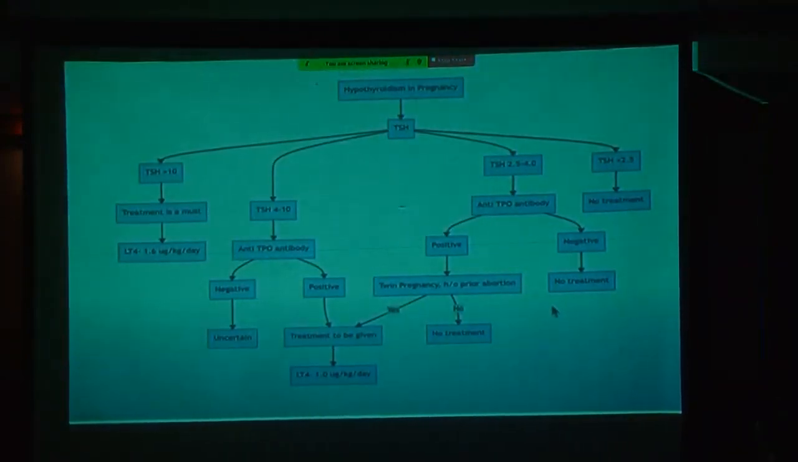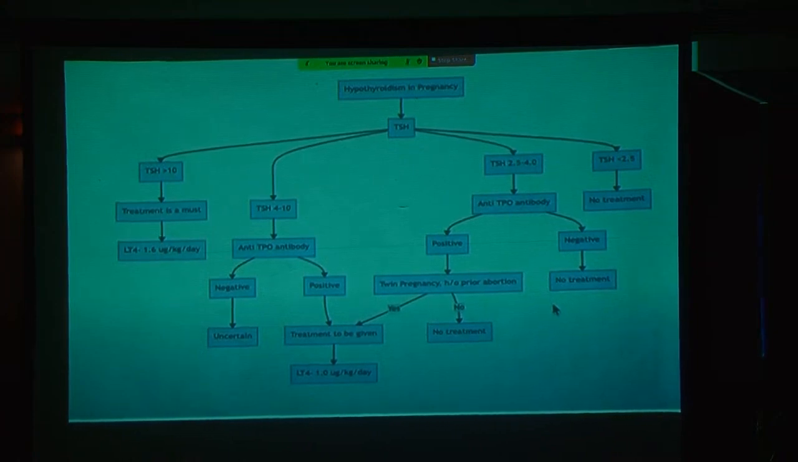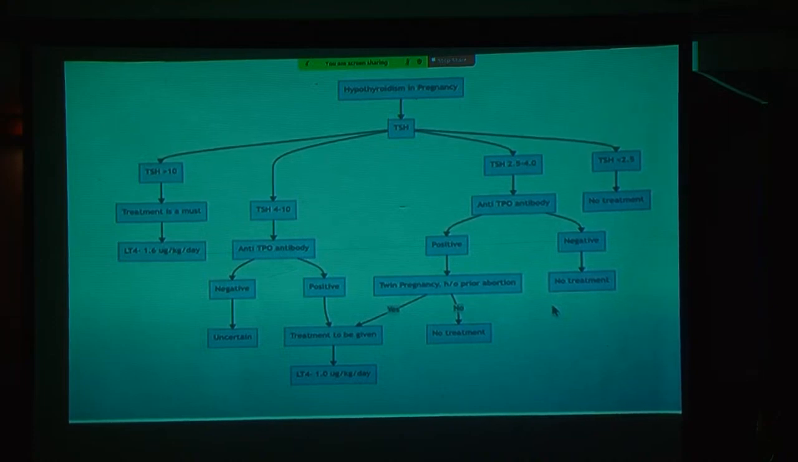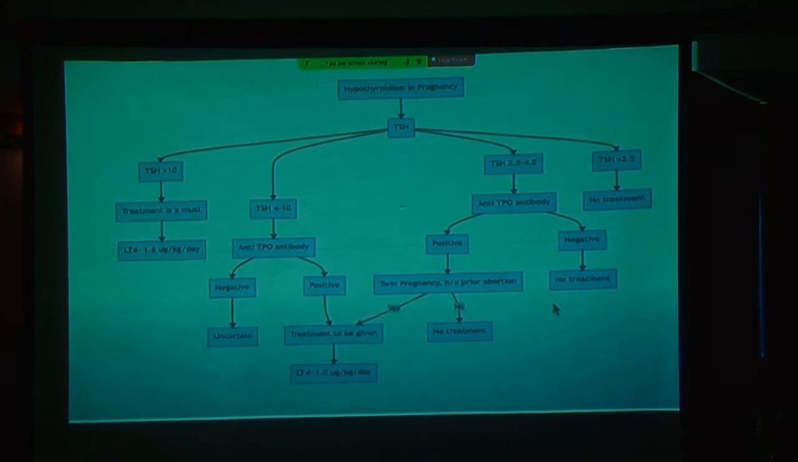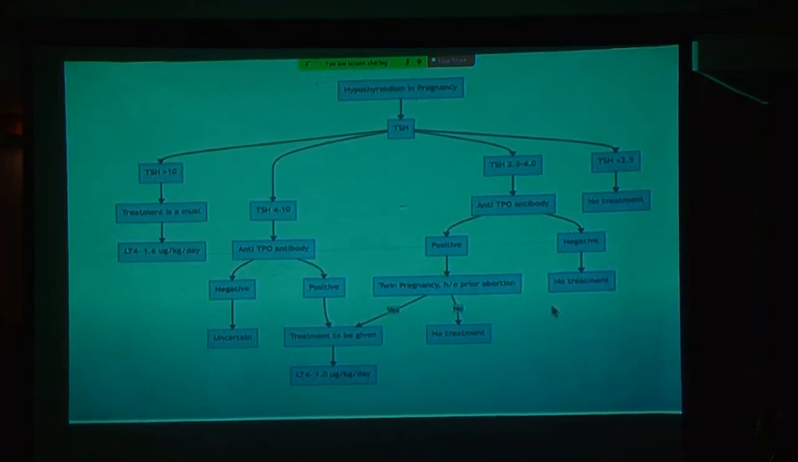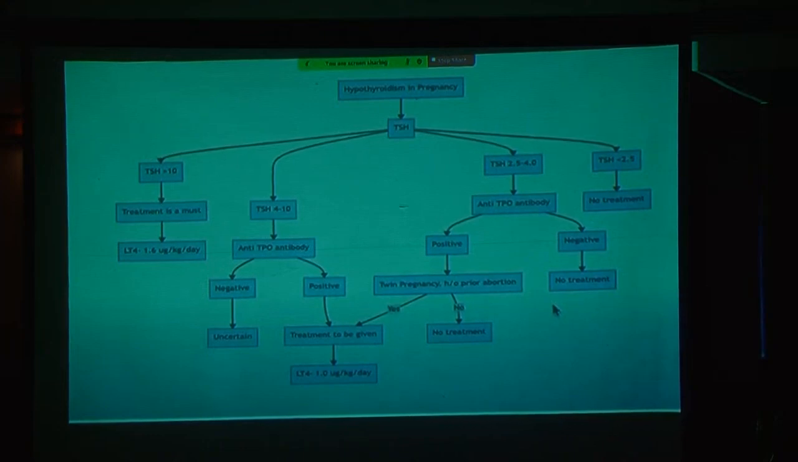Due to lack of time, I'm finishing soon. This guideline you should remember. Somebody with a TSH of more than 10, no question, that is overt hypothyroidism and should be treated with a full dose. On the other end of the spectrum, somebody with a TSH value less than 2.5, no treatment. The problem is this area: the patient with a TSH between 4 and 10.